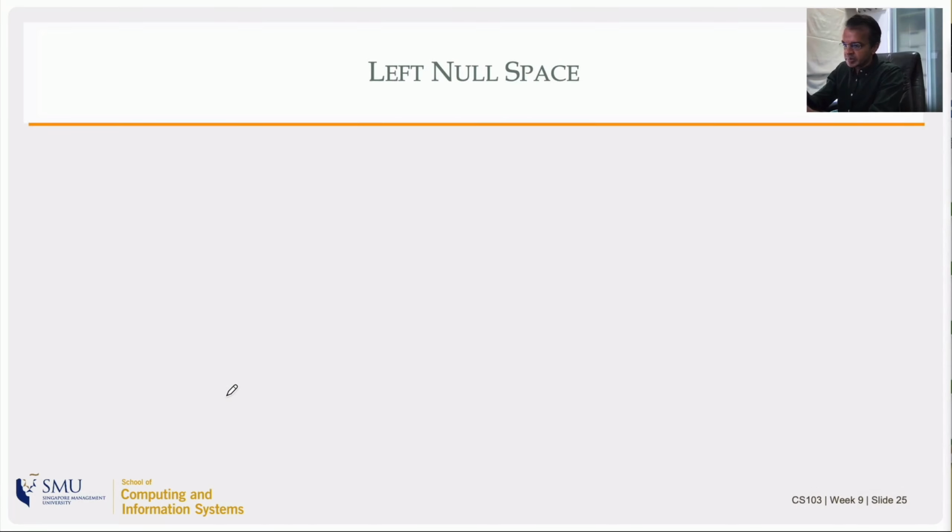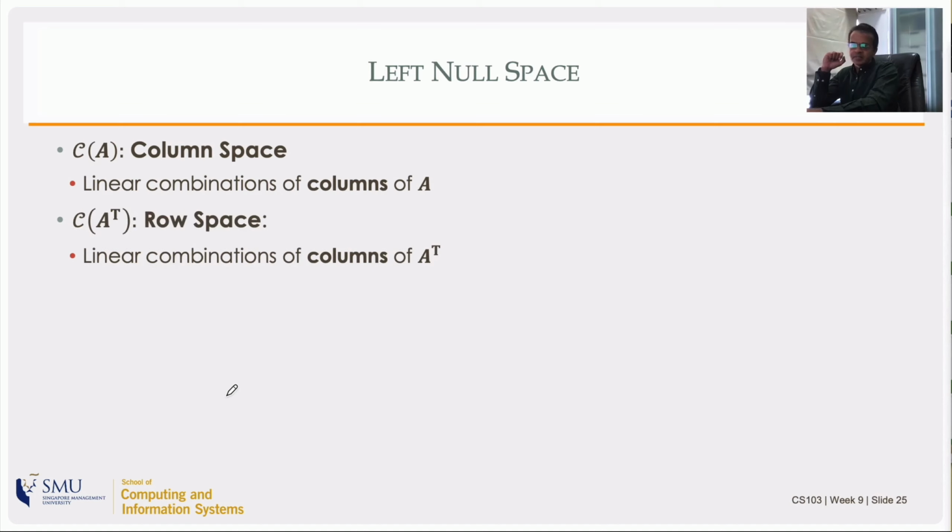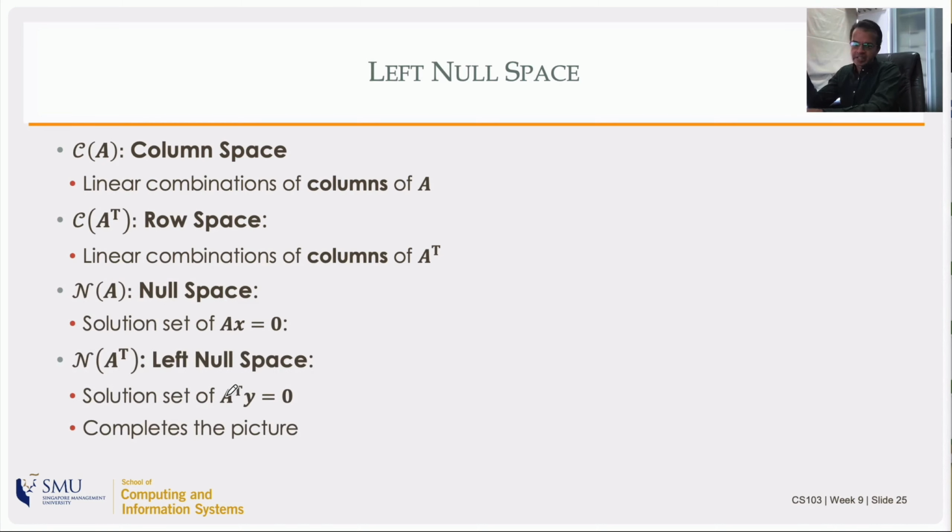So I gave you three spaces: column space, null space, and the row space. So I owe you one more space. Let's look at what's called the left null space. Column space are the linear combinations of the columns of A, the span of the columns of A. Row space would be the span of the columns of A transpose, so the rows of A. The null space would be the solution set. Now there is a solution set of A transpose also, and that will be the left null space.